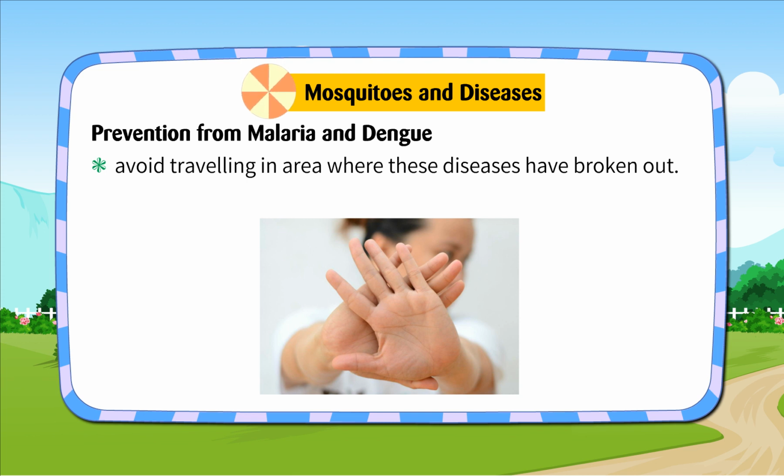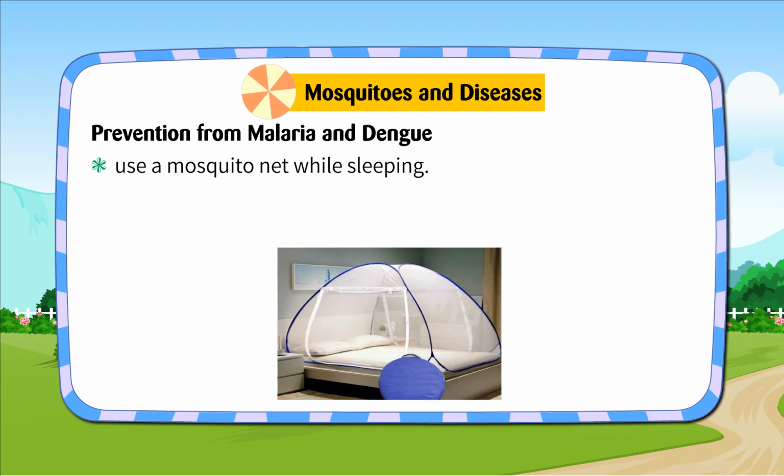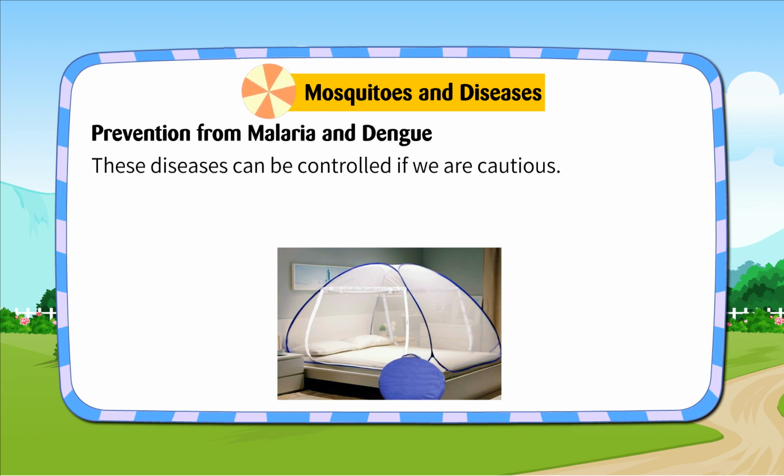Avoid traveling in areas where these diseases have broken out. Fix wire screens to the windows to prevent mosquitoes from flying into the house. Use a mosquito net while sleeping. Malaria and dengue generally occur in wet and moist places. Mosquitoes do not survive well in cold weather. These diseases can be controlled if we are cautious.